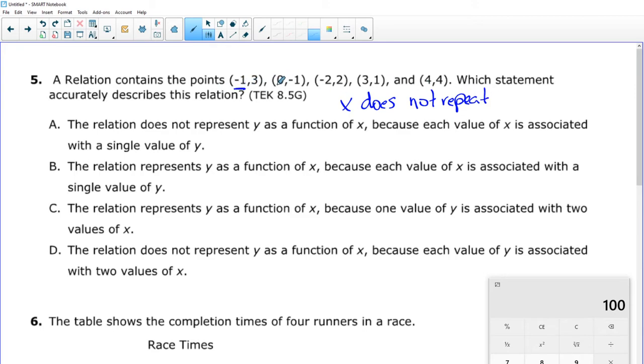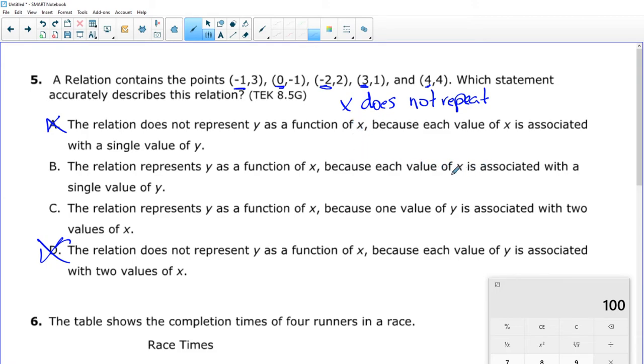So if I look at my x values, -1, 0, -2, 3, 4, does x repeat? No, it does not, which means it is a function. So it represents y as a function of x. We can get rid of these ones that say it does not. Okay. And then we're looking for something that explains x is not repeating.